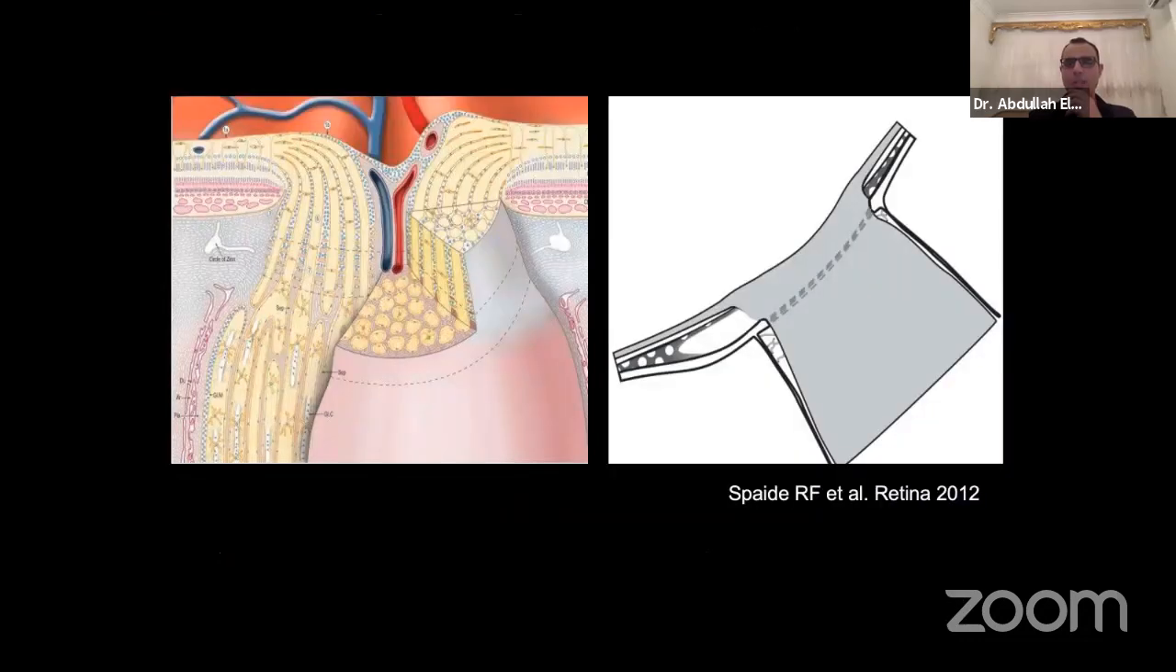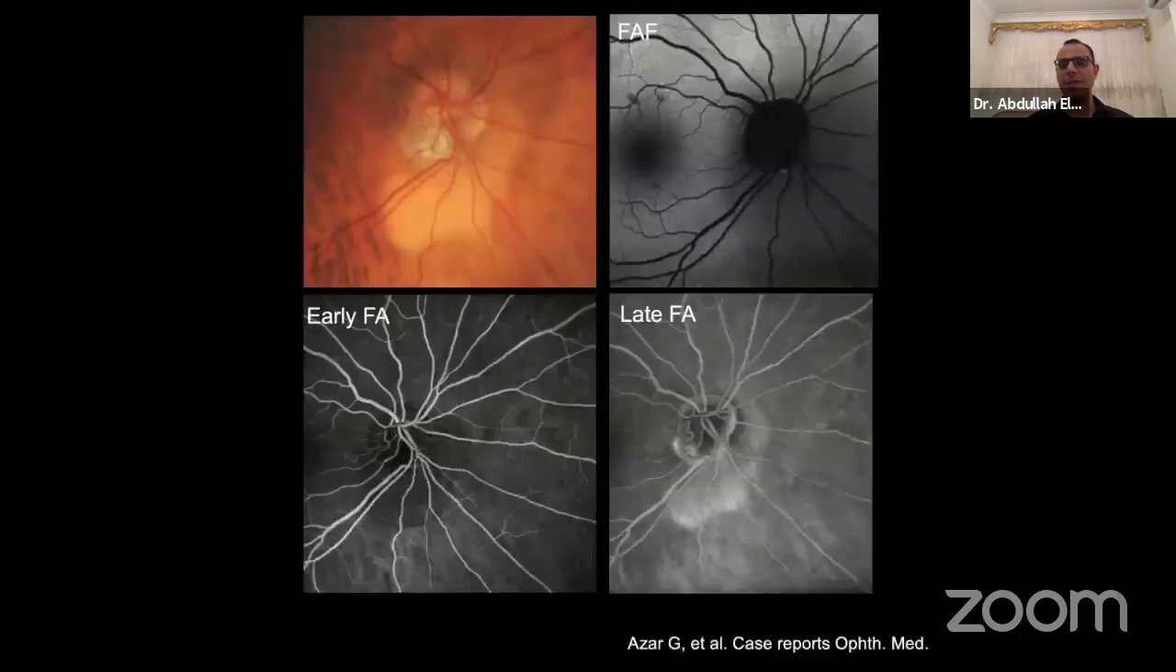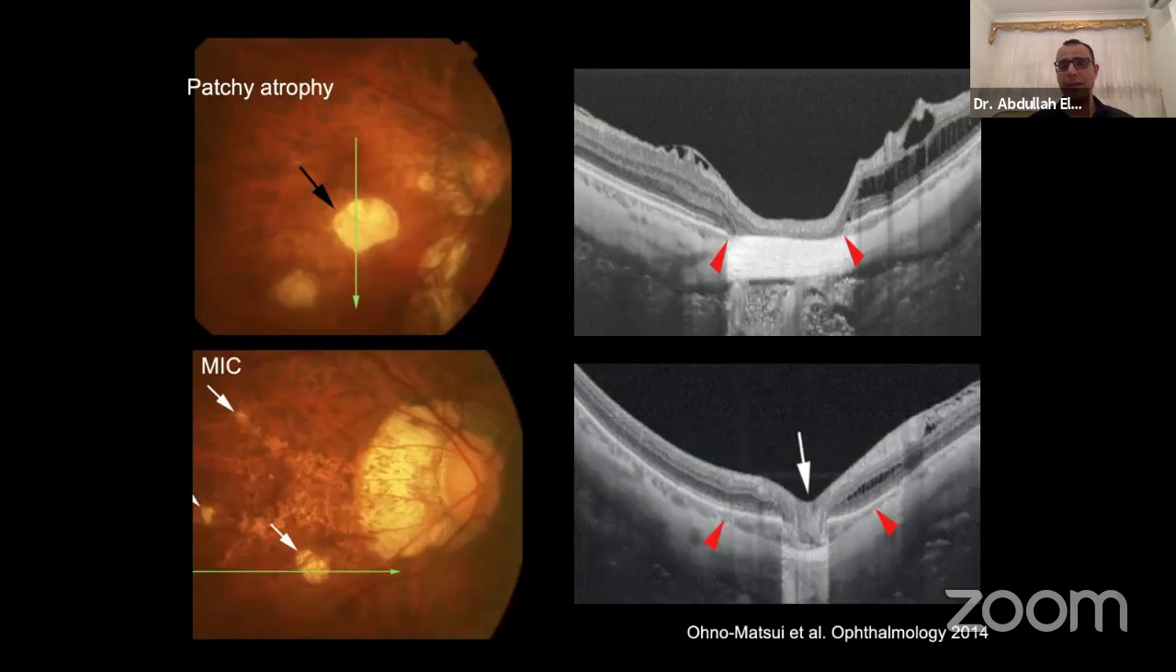The tricky situation is that the change in the posterior pole, as I showed in one of the slides, the different types of staphyloma. The staphyloma appears to be more complex than we thought, and the change in the axial elongation of the globe may take different shapes. This is one of the reasons why we thought to put a definition for dome-shaped macula.